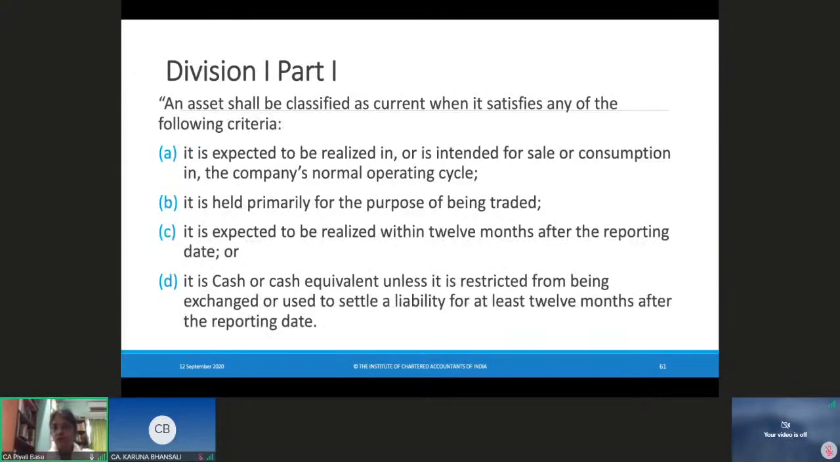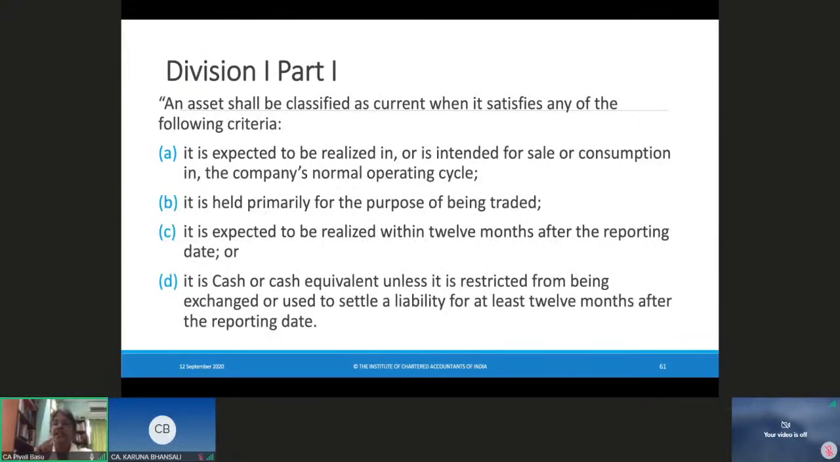So cash, we know that cash is there, so it is a current asset. And what is a cash equivalent? Some margin money, demand deposits with other companies, some earnest money deposit. If it can be realizable in 12 months, all right, that can be considered as a current asset. But please keep in mind the "unless" part of it.